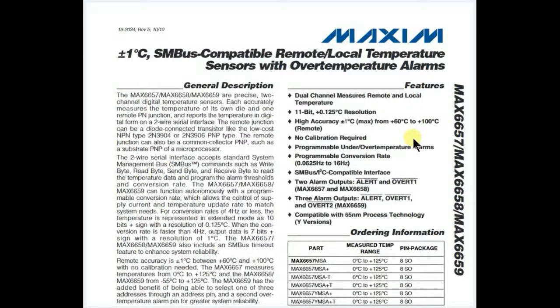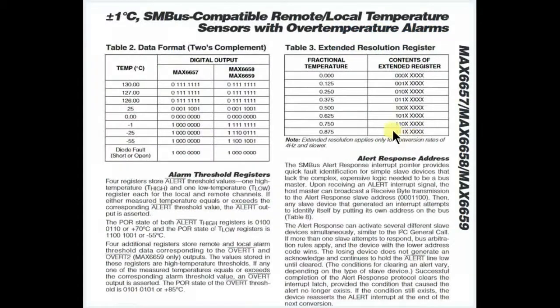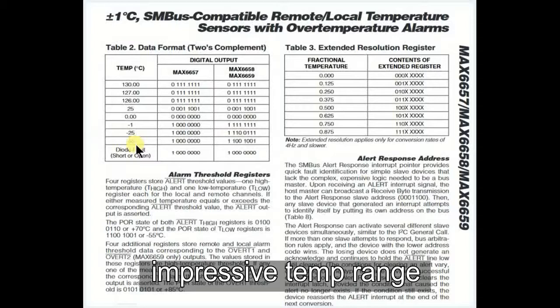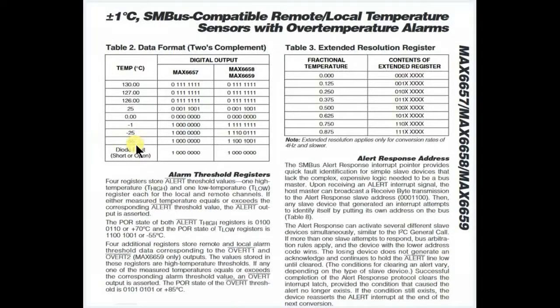Moving on to the other pages, table 2 seems very reasonable. 130 degrees is the max, and it goes all the way to negative 55 degrees. A pretty impressive temperature range, I would think. Although I would have to deal with a two's complement data format, I can always deal with that in my software. So let us use it.